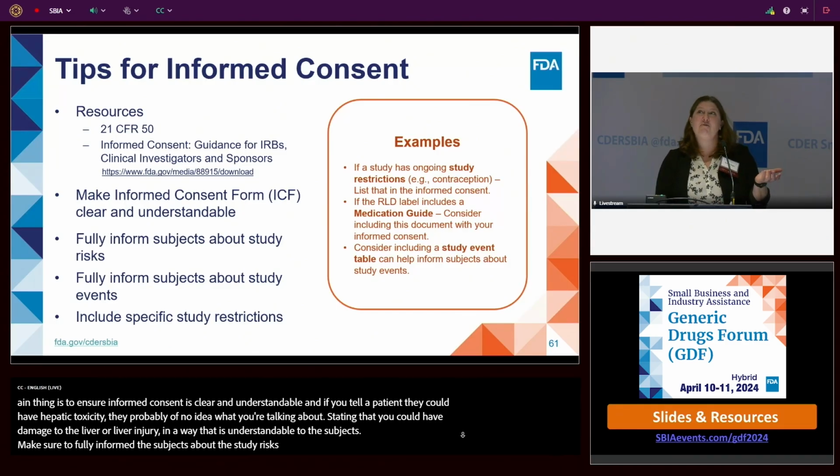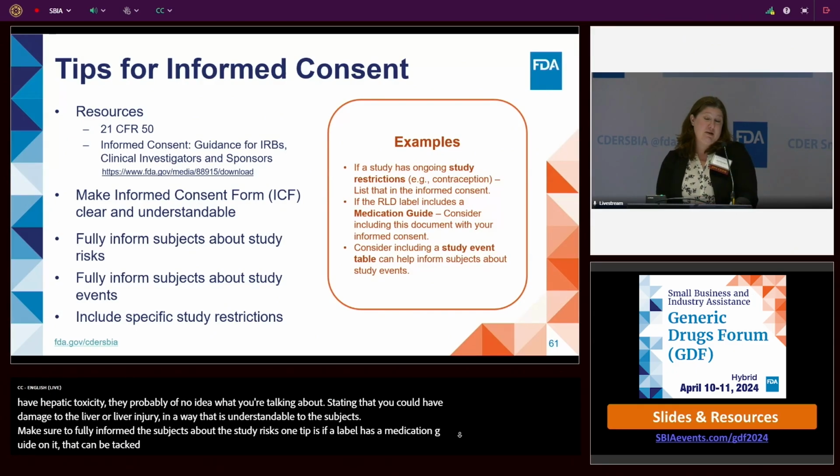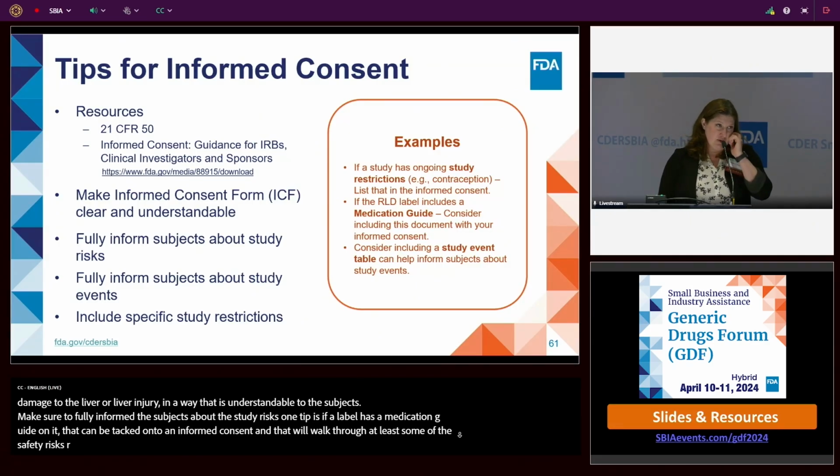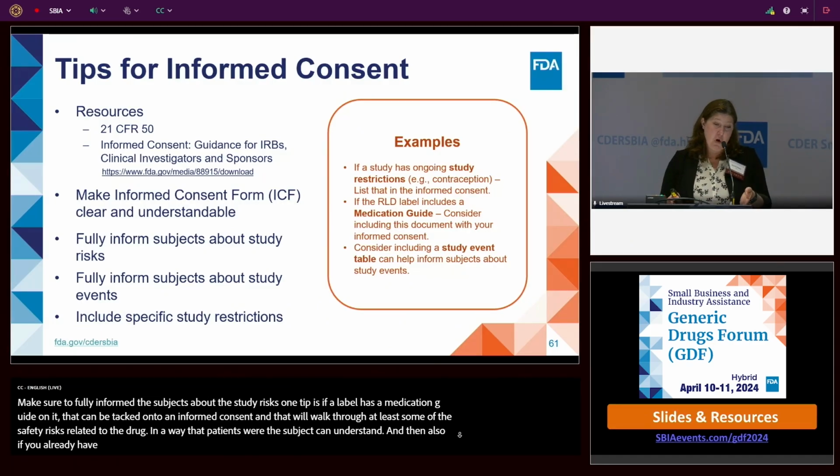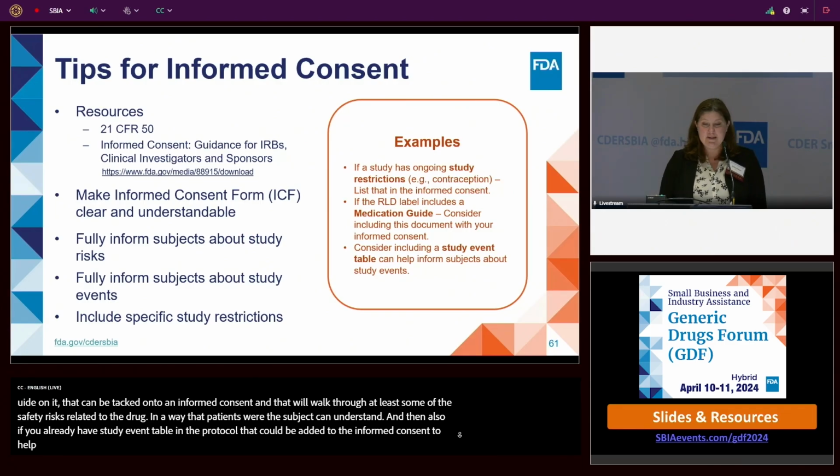One tip there is if the label has a medication guide, that can be tacked on to an informed consent, and that will walk through at least some of the safety risks related to the drug in a way that patients or subjects can understand. And also, if you already have a study event table in the protocol, that could be added to informed consent as well, in order to help fully inform the subjects about the study events.